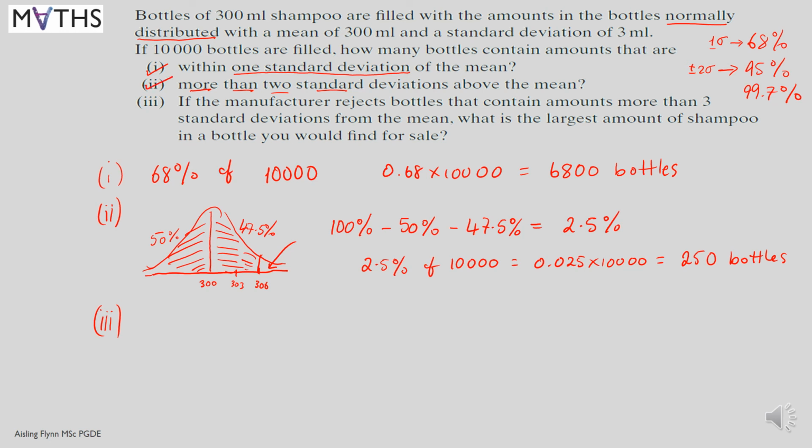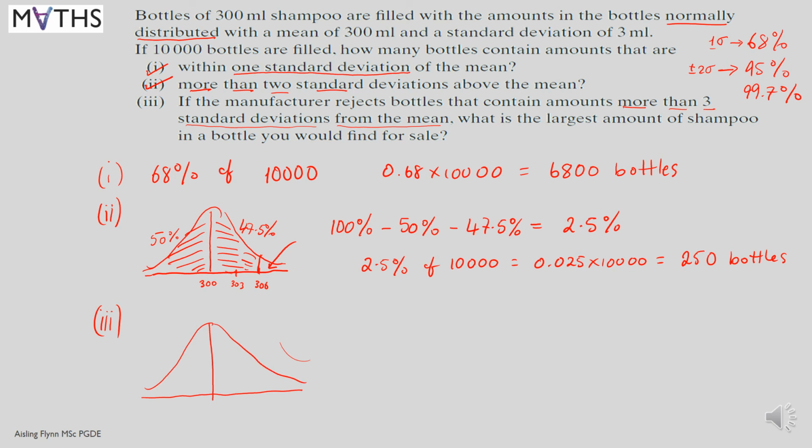Number 3, if the manufacturer rejects bottles that contain amounts more than 3 standard deviations from the mean, what is the largest amount of shampoo in a bottle you would find for sale? Okay, so 3 standard deviations above or below he rejects. So let's draw a sketch, a diagram, and put in some numbers.